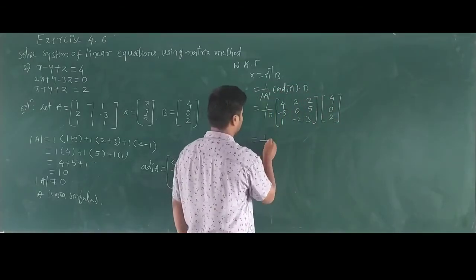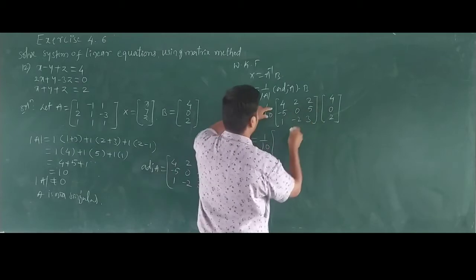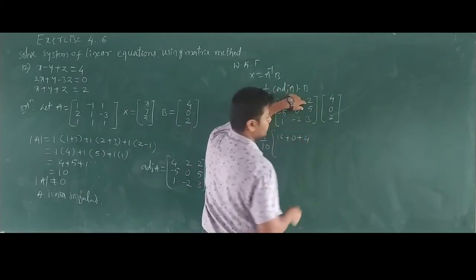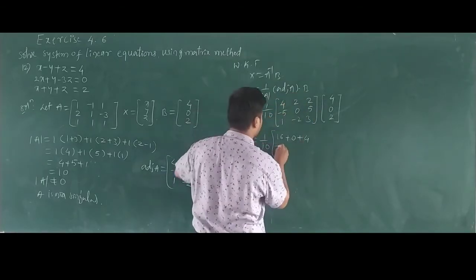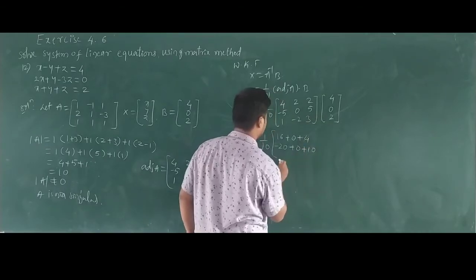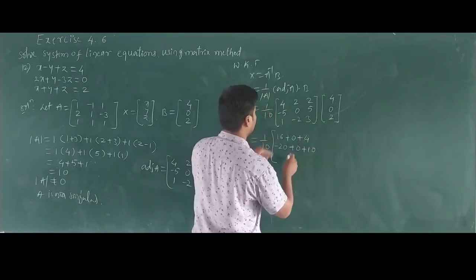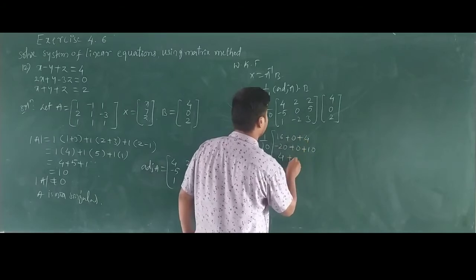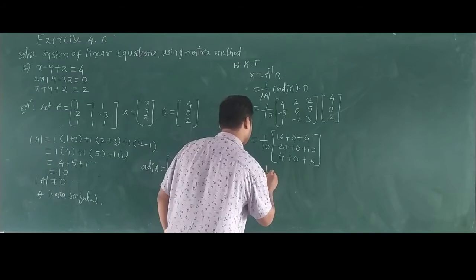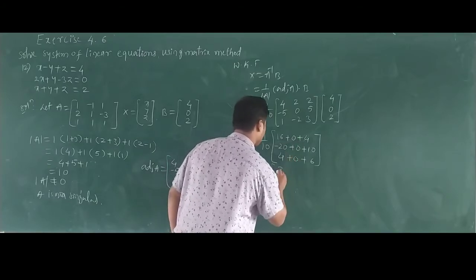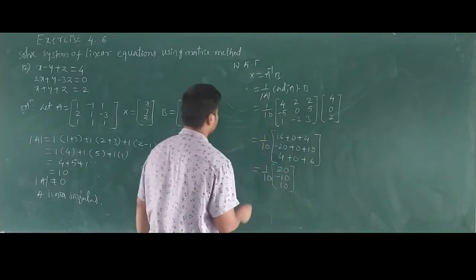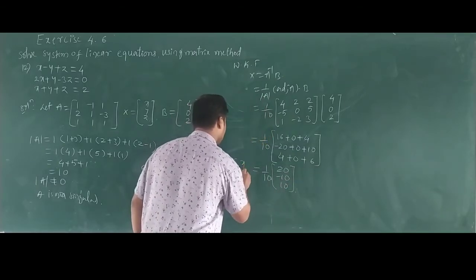Multiply 1 by 10 into 16 plus 0 plus 4, minus 20 plus 0 plus 10, next 4 plus 0 plus 6. So I got 1 by 10 into 20, minus 10, 10. So x, y, z is this matrix.